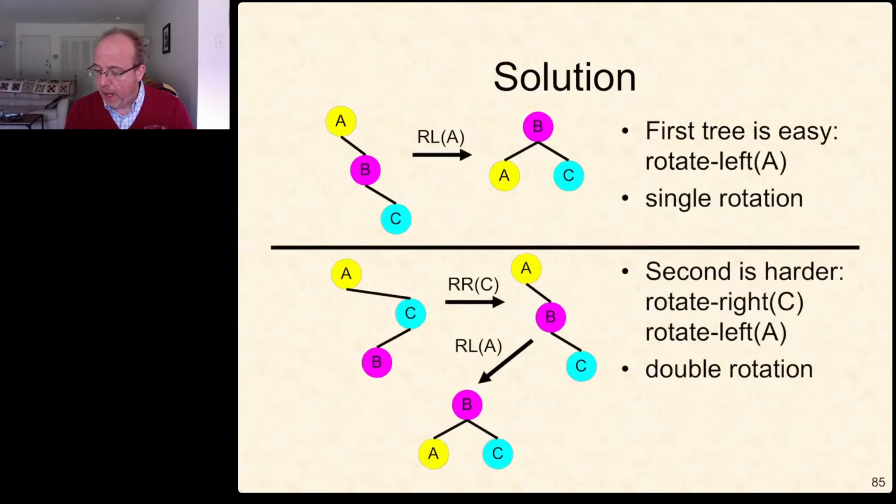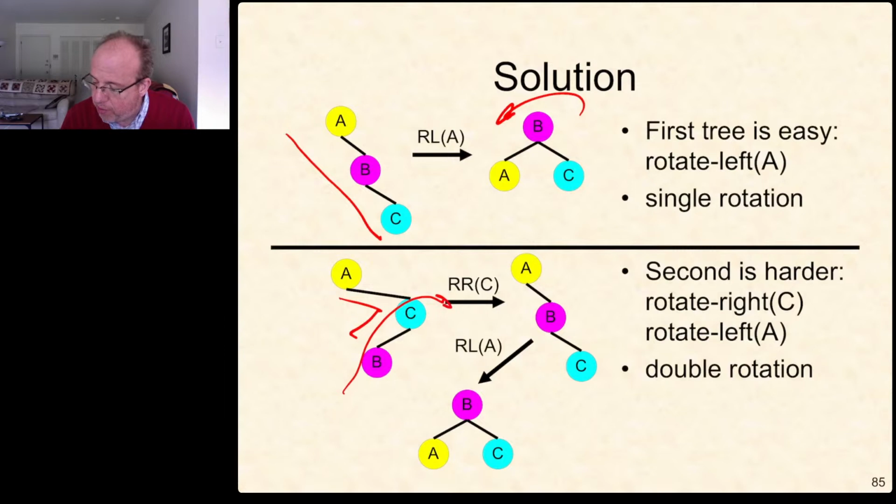So, this is that same thing in pictures. If we have a straight line stick, a single rotation will solve our problem for us. A straight line stick has an imbalance because one side is 0 and the other side is 2. For a straight line stick, a single rotation, in this case a rotate left at A, solves our problem. A jagged stick needs 2 rotations. The first one, a right rotation at C to give us a straight line stick, and then a left rotation at A to fix the overall imbalance.